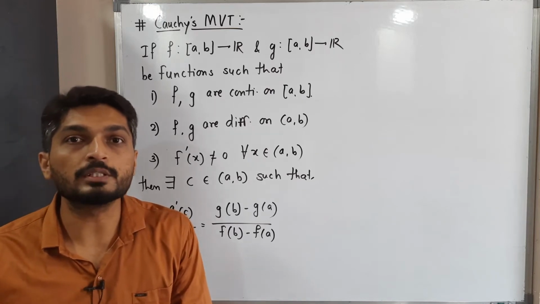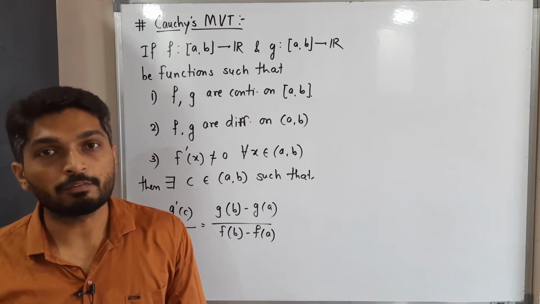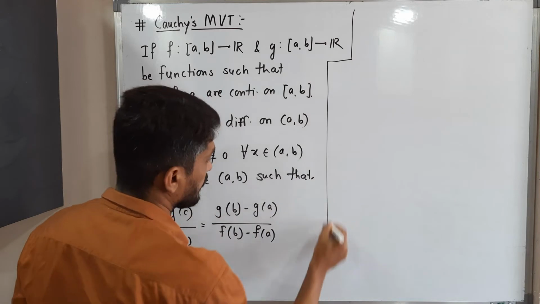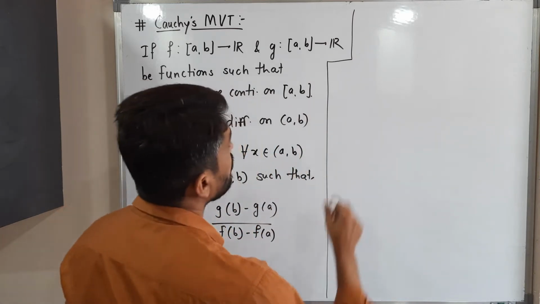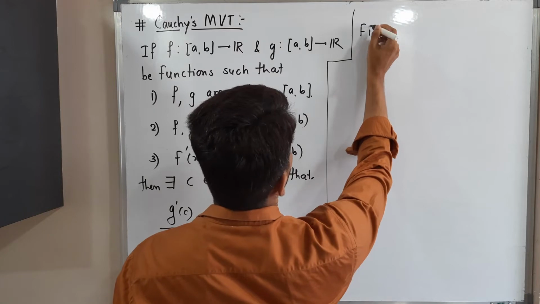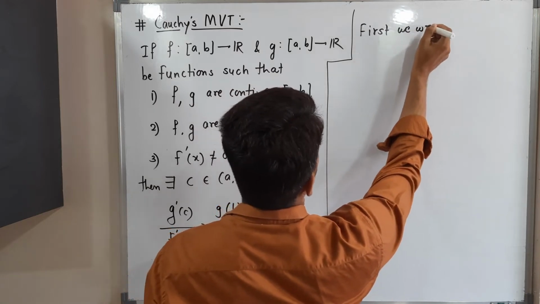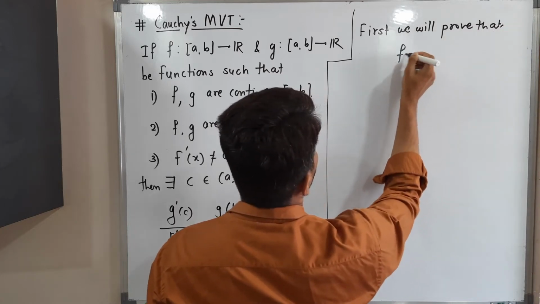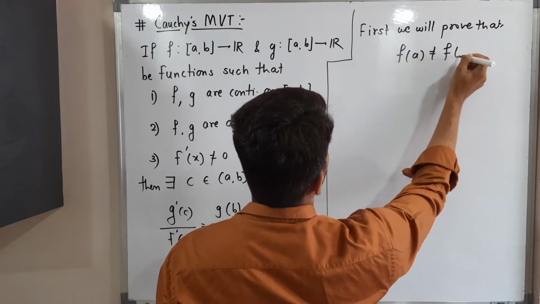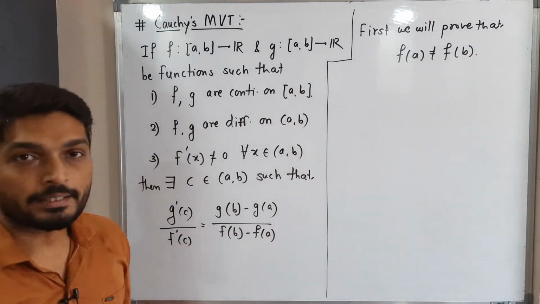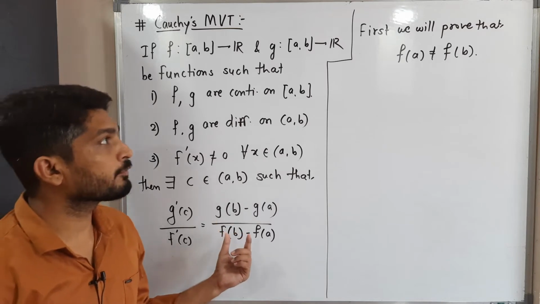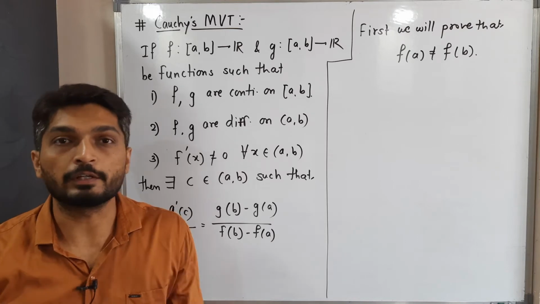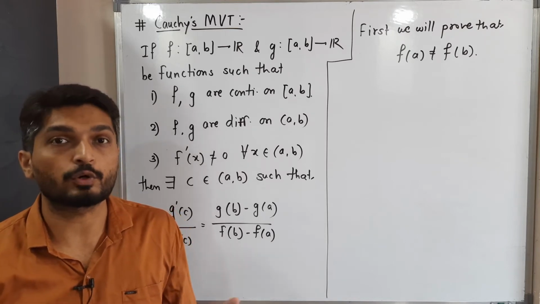So now we are going to prove this result. Before that we will prove one thing. Let me write here what we are going to prove. First we will prove that f of a is not equal to f of b. This is a very important thing. Why is it very important? Because if f of a and f of b are equal, we will have 0 at the denominator. So first of all we need to prove it will not be possible. We are going to prove that f of a is not equal to f of b.